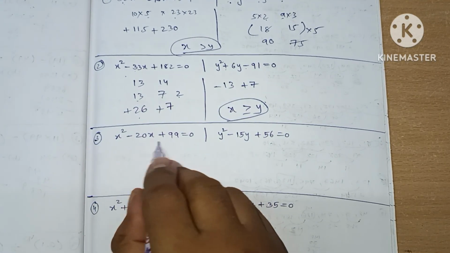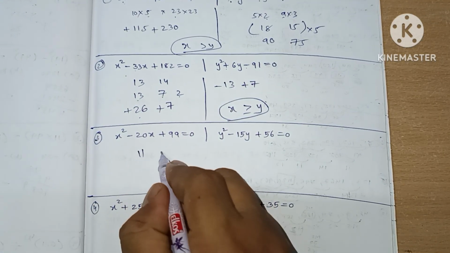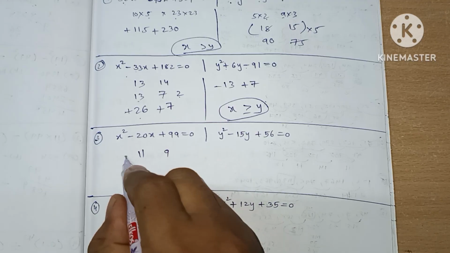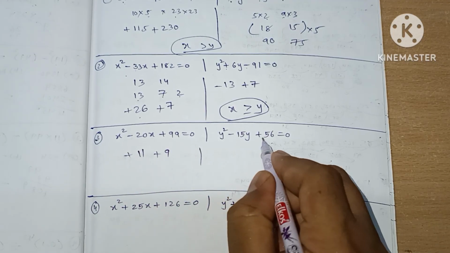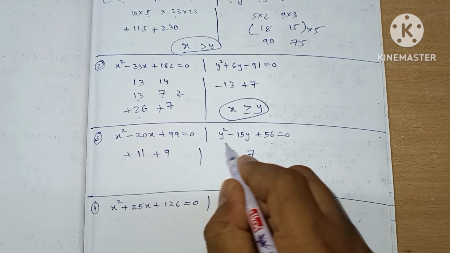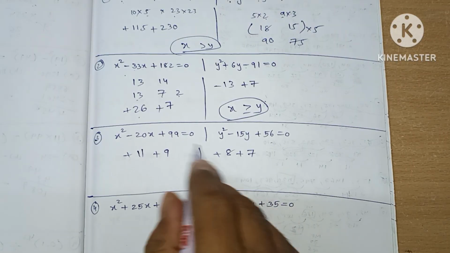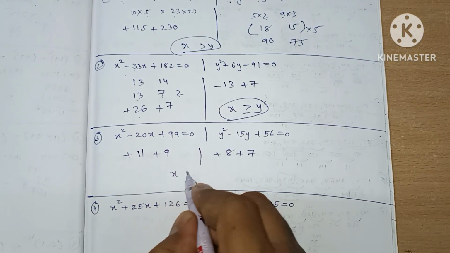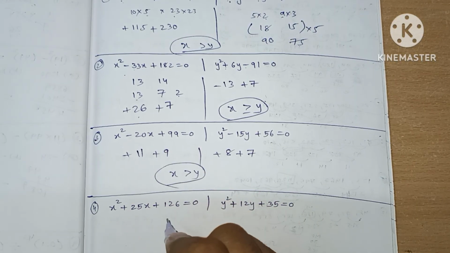Next question, here 99, 11 9 times, minus and plus means the roots are positive. Here 56, 8 7 times, and the roots are positive. Now by comparing these two, it is clear that x is greater than y.